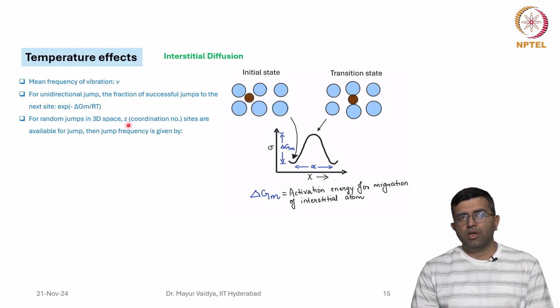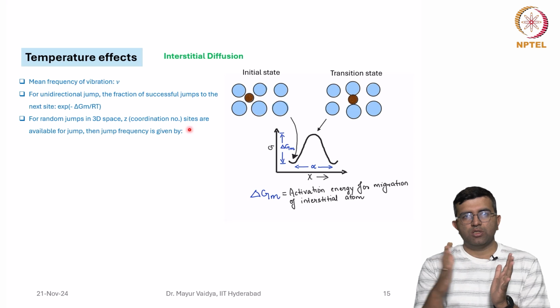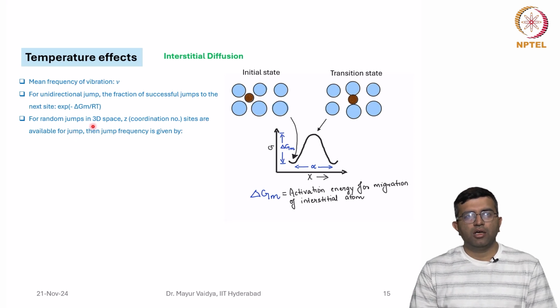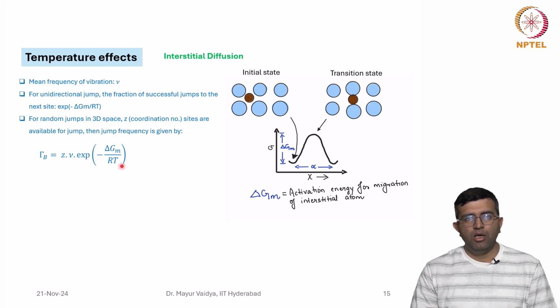Now for the random jumps in 3D space, if Z is the coordination number, that many sites are available. If the interstitial solute concentration is not that high, then the jump frequency is basically given by Z into nu into exponential minus delta Gm by RT. That means this is regarding the barrier for the jump.